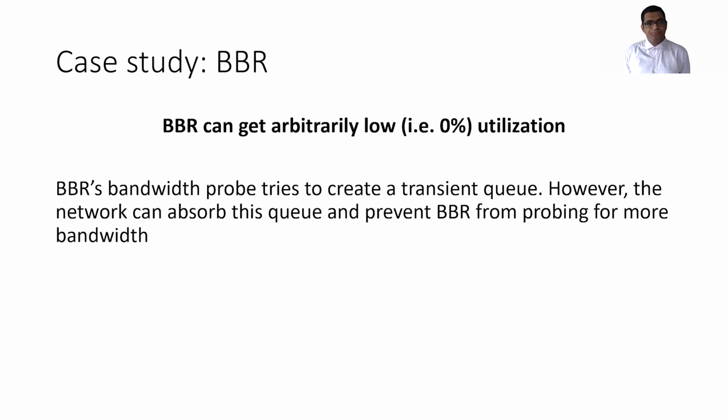We asked the same question for BBR, and CCAC again found that BBR can get arbitrarily low utilization. And what CCAC found is that BBR periodically tries to probe for bandwidth by creating a transient queue. But the network can absorb this transient queue and prevent BBR from ever realizing that more bandwidth is available.